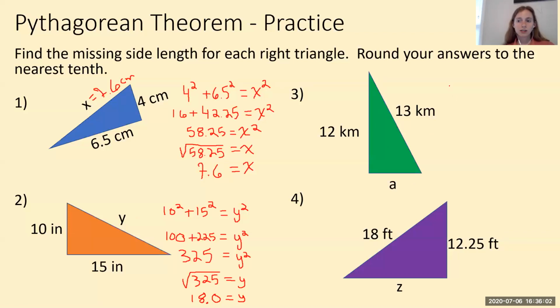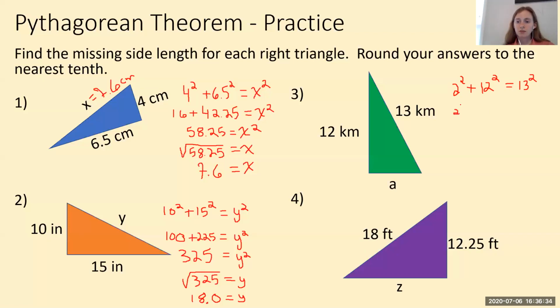So I'm still going to start the same way. I'm just going to fill in the information I know. I'm going to call this A. That'll stay the same. So A squared, we don't know what that leg is yet. That's our missing piece. And then B squared, that's going to be 12 squared equals 13 squared. So equals the hypotenuse squared.